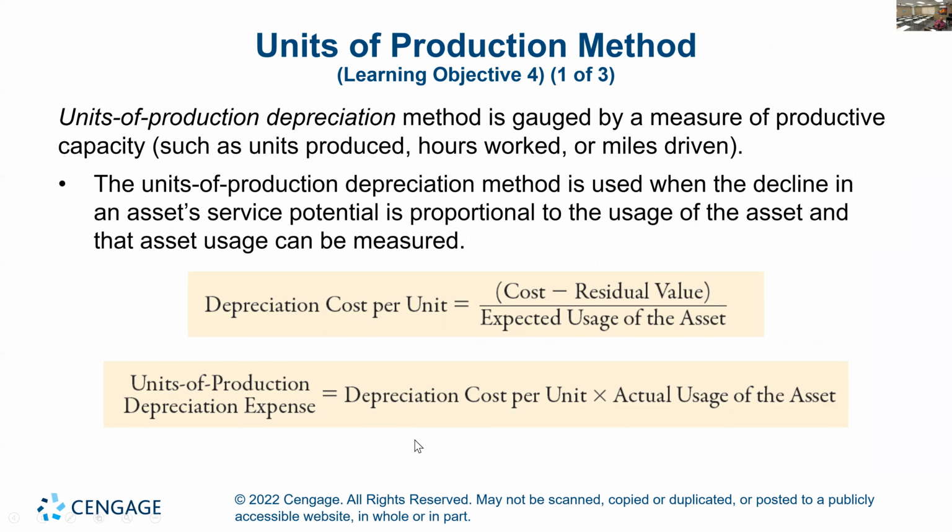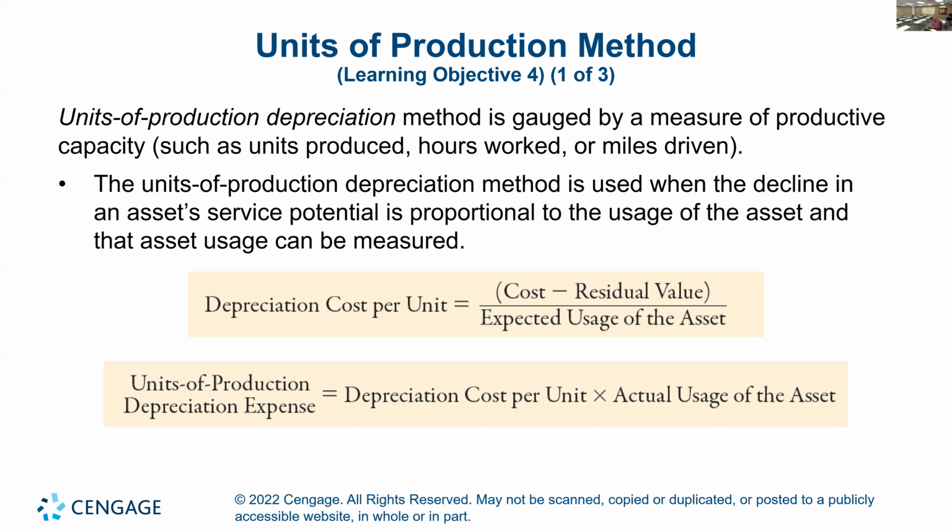Our final method here is the units of production method. And again, this is just what its name implies. The major difference here is when we're talking about useful life, we're not going to be talking about a time period. Rather, we are going to be talking about how many miles can a truck drive? How many hours can this tractor run? Something like that. How much production are we going to get out of it as our useful life?